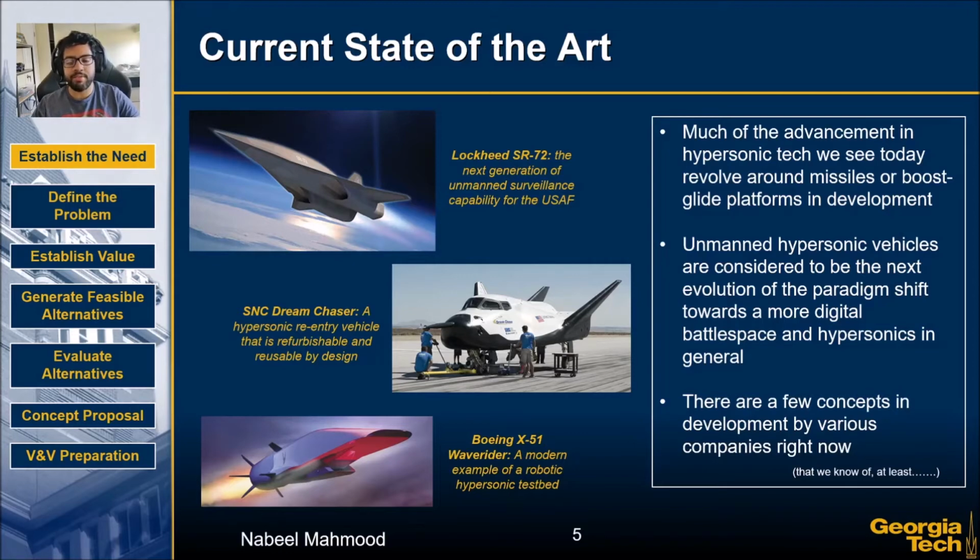The X-51 Wave Rider is a good example because it's robotic. It's designed for Mach 5. I think our product will have roughly the same proportions and characteristics as that due to the nature of the mission profile and the fact that it's unmanned and it has to be refurbishable. So these are three pretty good examples right now of what the current state of the art of hypersonic tech looks like, both manned and unmanned.